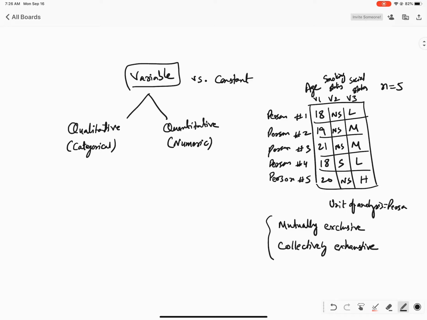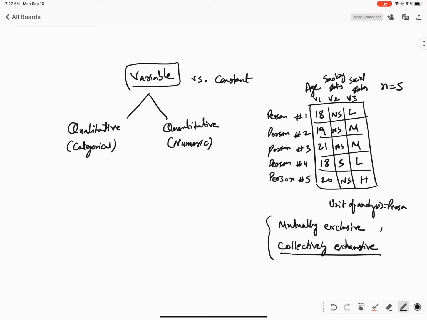Collectively exhaustive is also a very specific term. Collectively exhaustive means that we have accounted for all possibilities, or in this case, all types of variables that are possible. We haven't left anything out of the list. So any variable that we come across has to be one of these. It is either qualitative or quantitative. There is no third possibility out there.